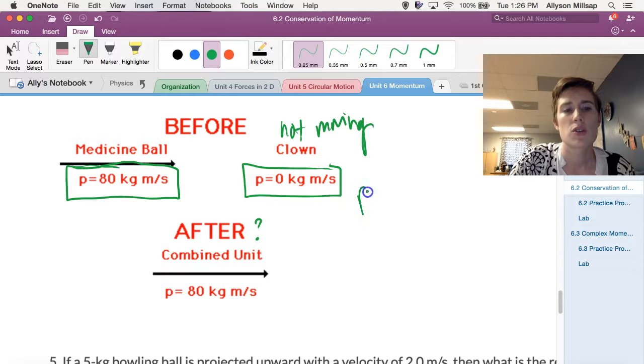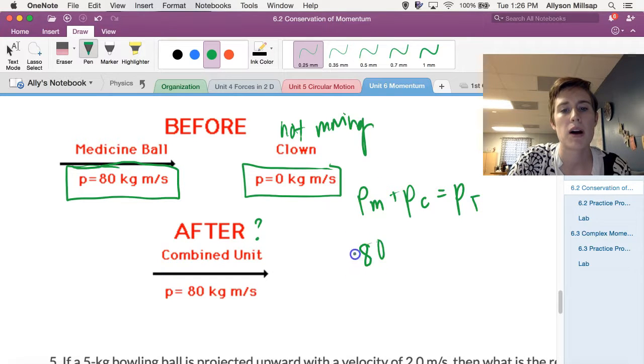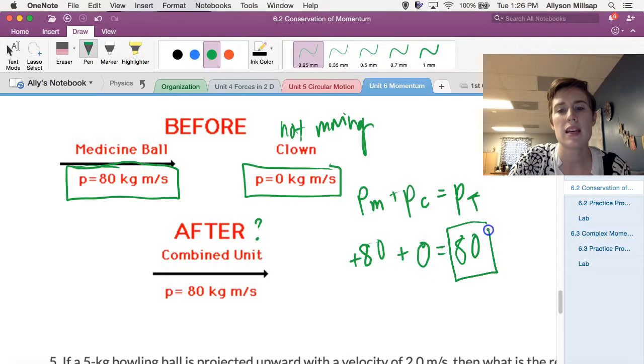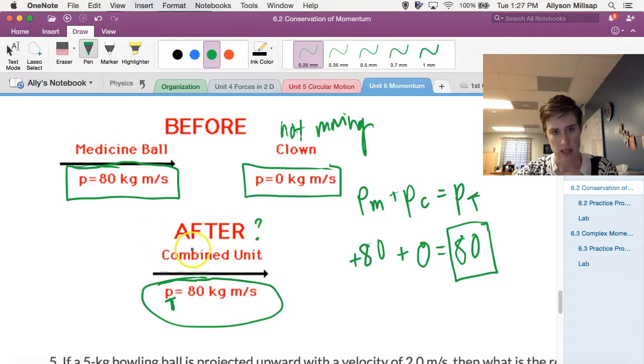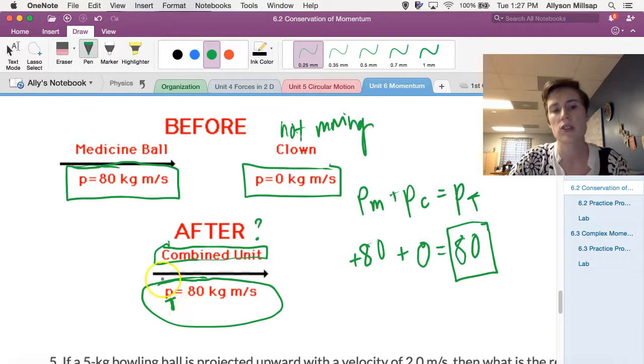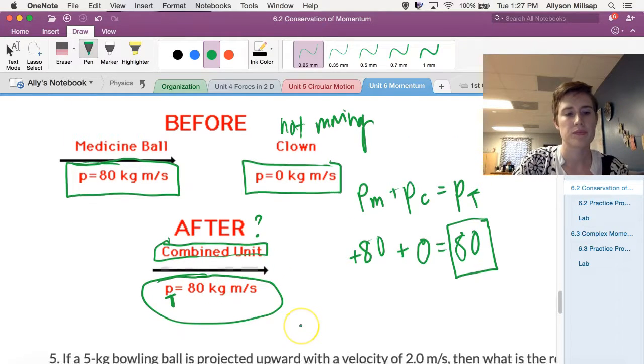Well, here's the momentum of the medicine ball plus the momentum of the clown equals your total momentum. The medicine ball is 80 in the positive direction. The clown isn't moving at all, it's 0. So our total momentum is 80. Afterward, our momentum has to be the same. It can't change, so our total momentum is still 80. The medicine ball and the clown combined, they're both holding each other, so my total momentum is 80.